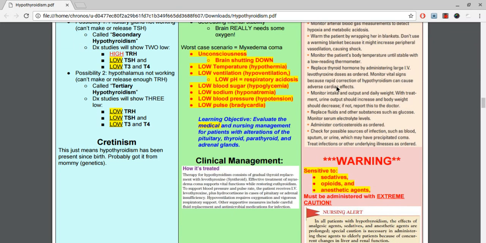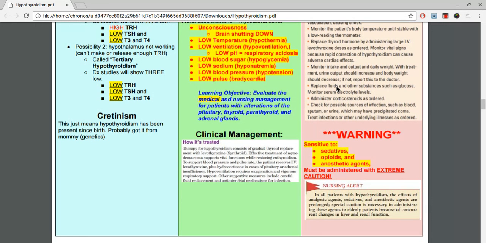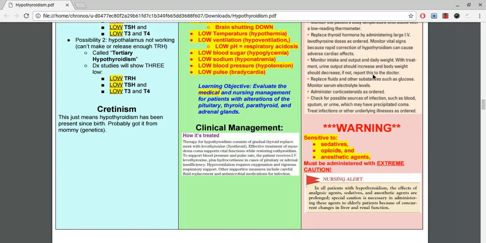Replace the thyroid hormone with large IV levothyroxine doses as ordered. Monitor the vital signs because rapid correction of the hypothyroidism can cause adverse cardiac effects. Monitor the intake and output, the daily weights. With treatment, the urinary output should increase and body weight should decrease because remember, these guys are really puffy and big, and a lot of that is water weight and water retention. So you want to make sure that that's getting excreted, and as that is excreted, the body weight should decrease. If it's not decreasing, then you need to tell the doctor about that.